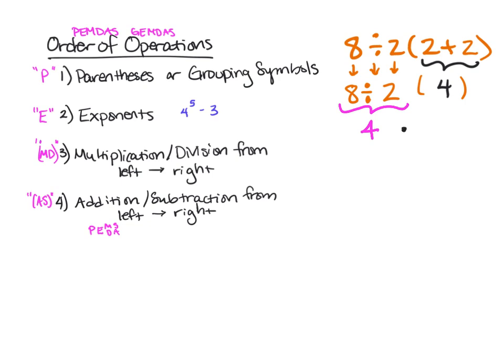And then I'm just going to have times 4 drop down, because anytime you have a number right next to a parentheses like this, there's nothing left to do in the parentheses. It's just 4, but that kind of means multiplication. So then finally, my total answer is going to be 4 times 4, which is 16.